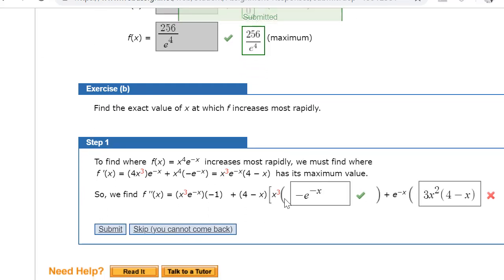So that didn't work out so well. Let's see what we have missing here. Based on this, we have e to the negative x, so we need to take the derivative of this. Oh, I think they took that already. They had the x.